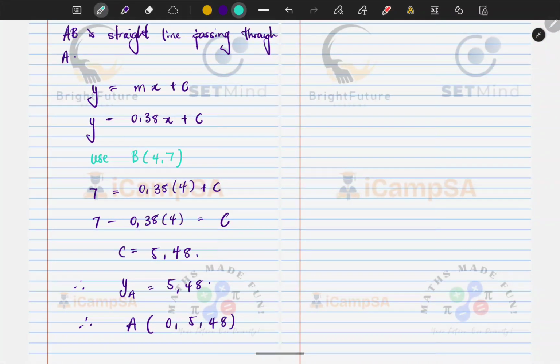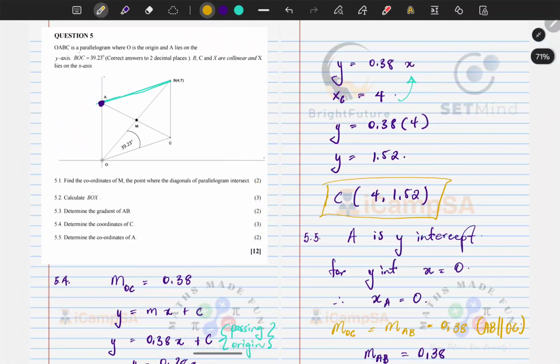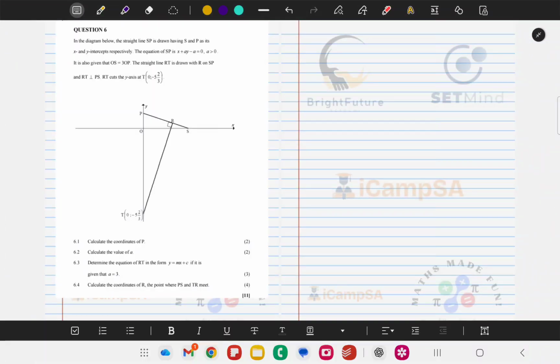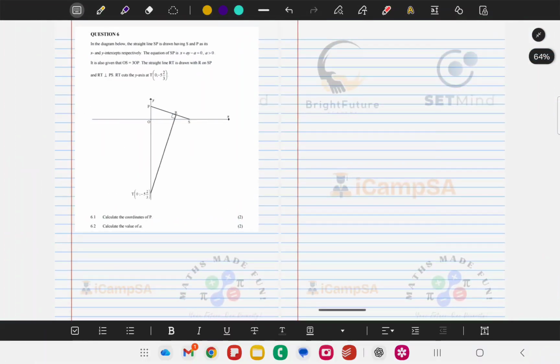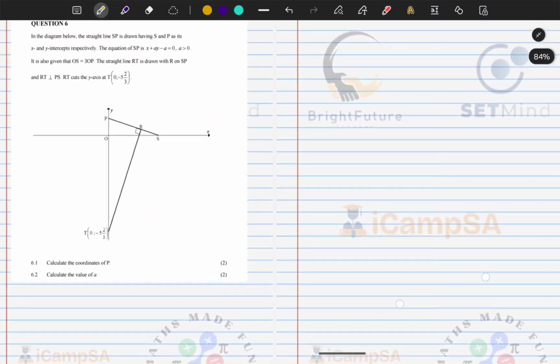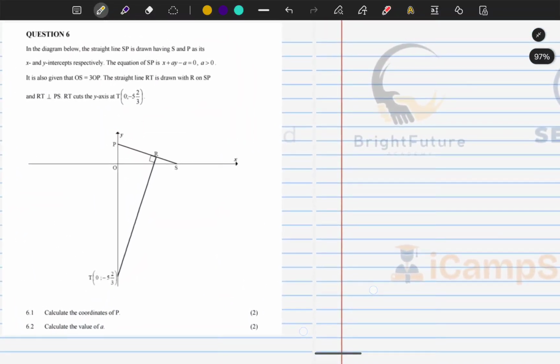Great. So now we have solved question 5. So now let's move on to question 6. Right, so in question 6, let's come here. So in question 6, they are saying in the diagram below, the straight line SP is drawn having S and P as its x and y intercepts respectively.